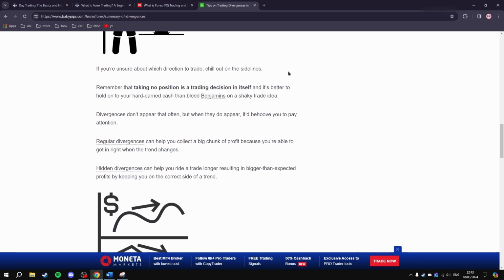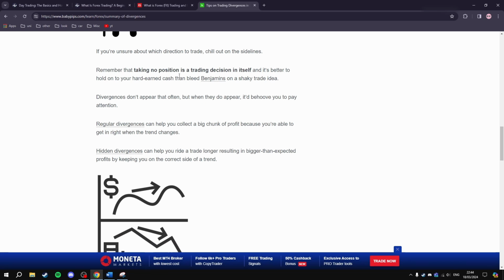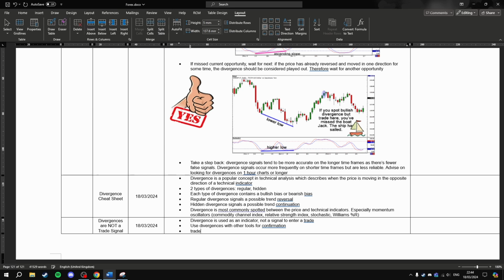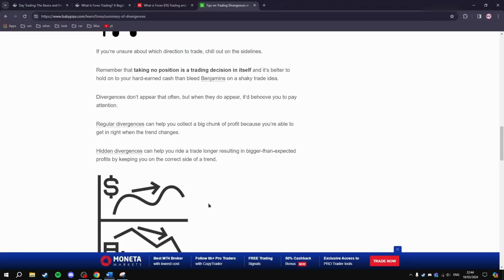If you're unsure about which direction to trade, chill out on the sidelines. Remember that taking no position is a trading decision in itself. And it's better to hold on to your hard-earned cash than bleed Benjamins on a shaky trade idea.